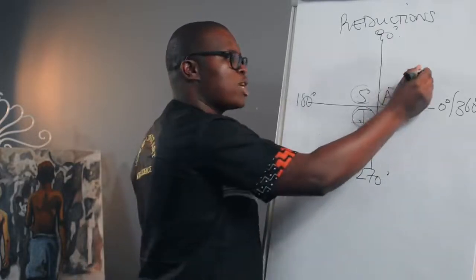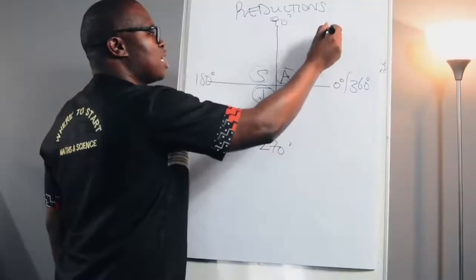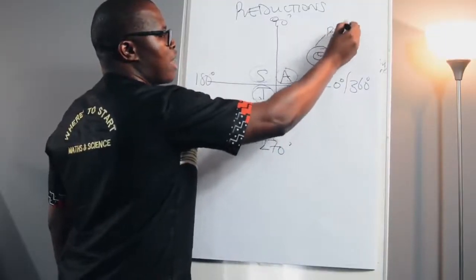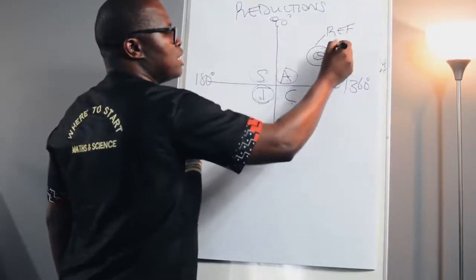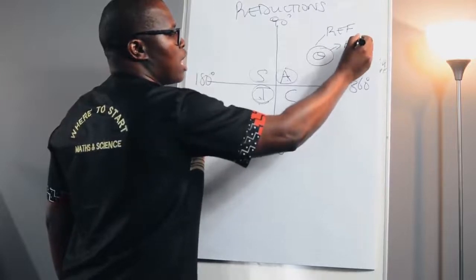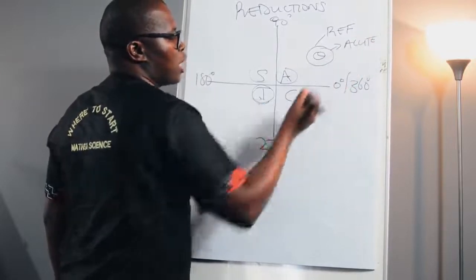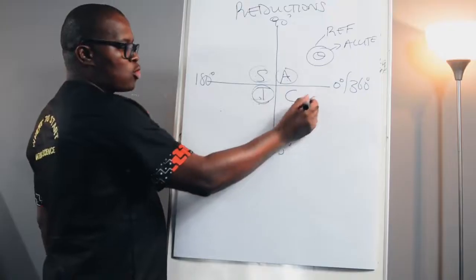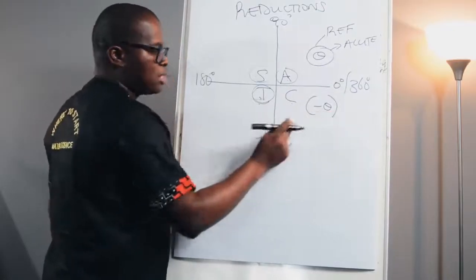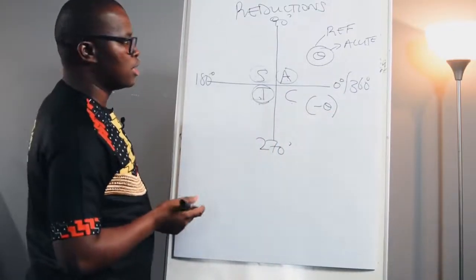So let's go to the first quadrant where we have theta. With theta, it's always what we call a reference angle. This one will always give us what we call an acute angle. That is grade 8 work. In the fourth quadrant we have a negative angle, right? So a negative angle is in the fourth quadrant.